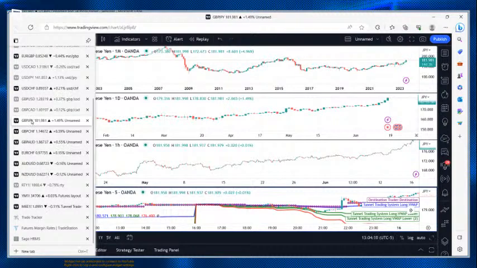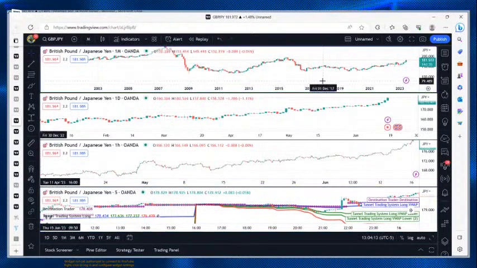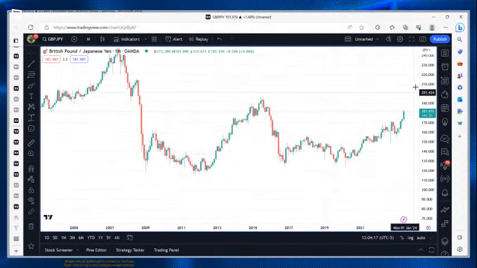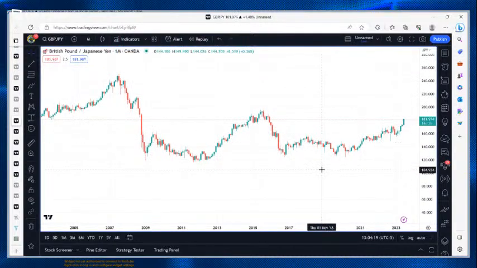So this GBP JPY, been waiting on this. Been waiting to go through this one for a while, but haven't been able to have the time. So now here we are. Well, let's get straight into it.